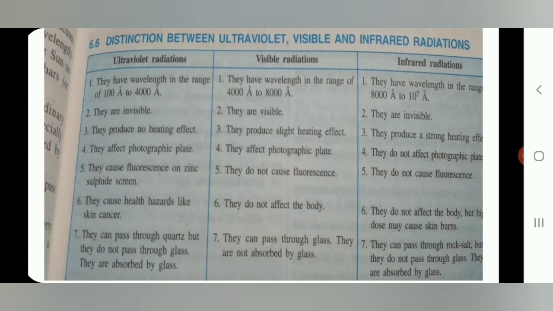Then name the waves of lowest wavelength. The lowest wavelength is gamma rays. The waves of wavelength nearly 0.1 nanometer are X-rays. Used for taking photographs in dark: infrared rays. Produced by changes in the nucleus of an atom: gamma rays. So these were some of the questions I can discuss here.